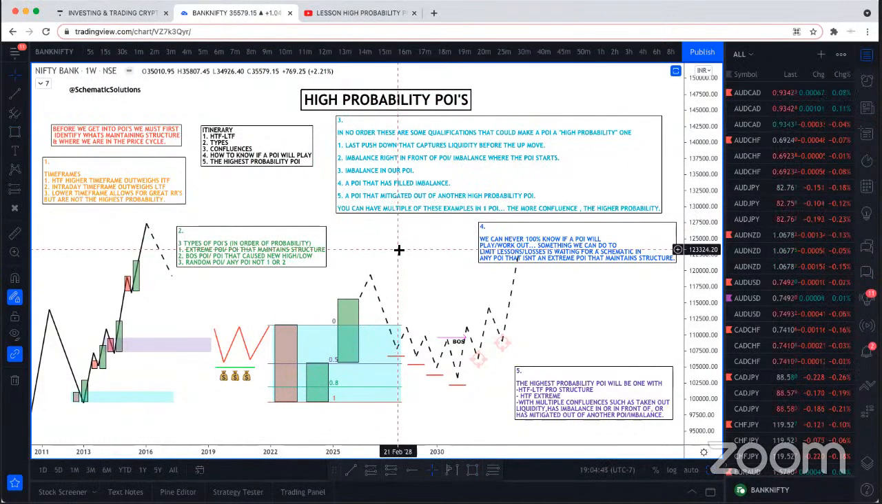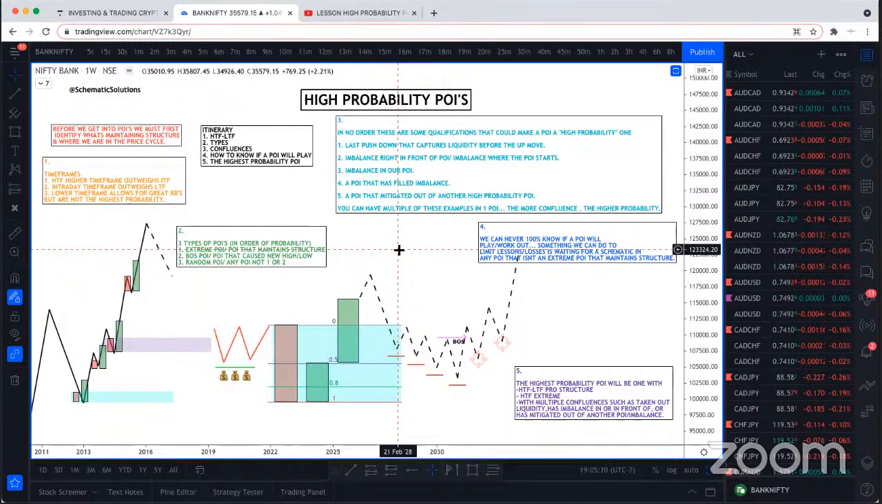Today we're going to be talking about high probability point of interest. Before we actually get into the point of interest, we first have to understand what's maintaining our structure. The next question we want to ask ourselves is where are we in the price cycle? Once we understand those two things, then we can start scaling down and looking at these supply and demand zones.